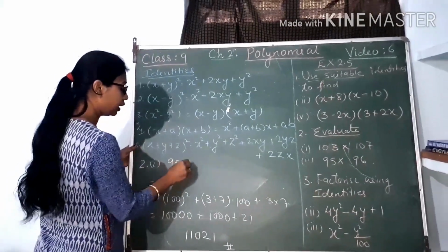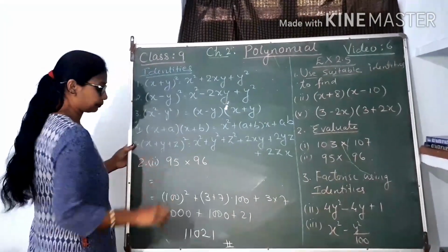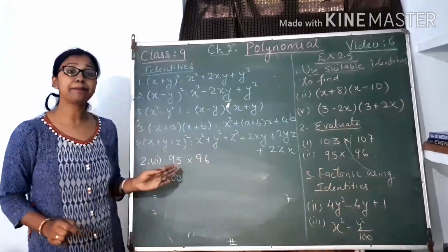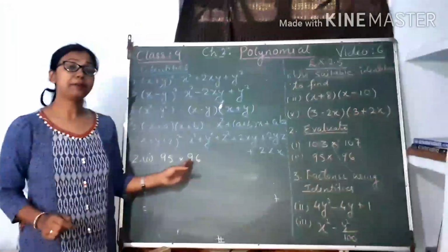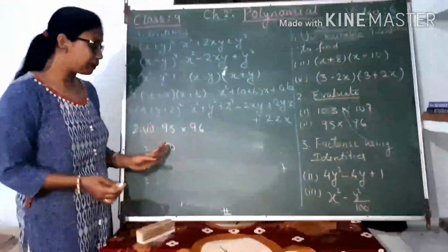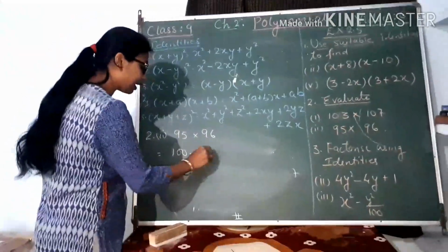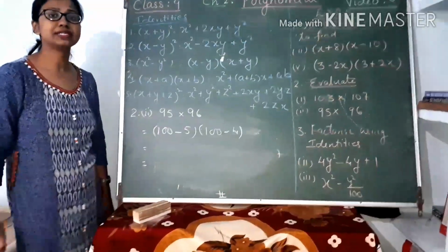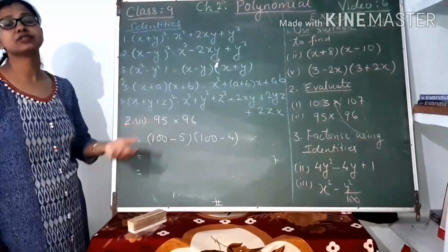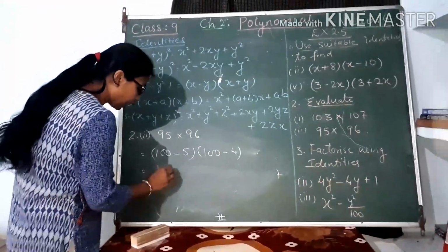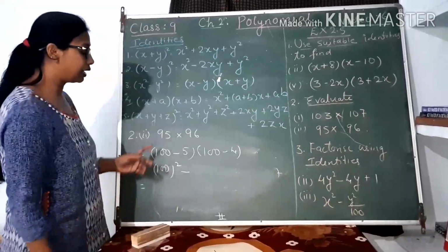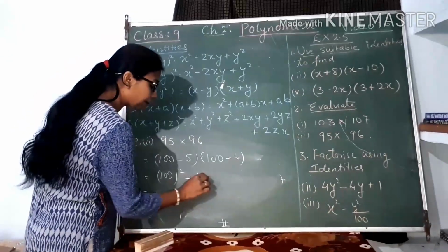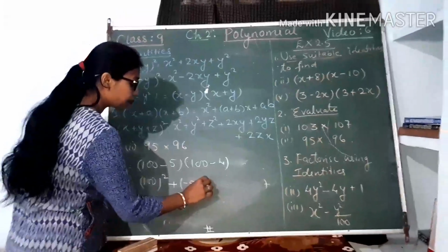95 into 96. 95 you can express as 100 instead of 90 plus 5, 90 plus 6. We better use 100 minus 5 and 100 minus 4. Both ways are correct, because multiplication of 100 square is quite easy. 100 square minus, again it is the same form, identity number 4. a is here minus 5, b is here minus 4.